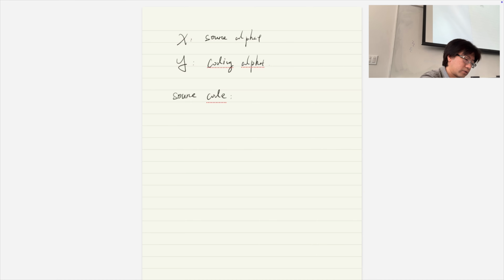We denote our source code as C, for example. That is a map from X star to Y star. The definition of Y star is similar to X star: it's a union of all the possible n's of Y^n. Does that make sense? So this is the definition of source code, that's it.